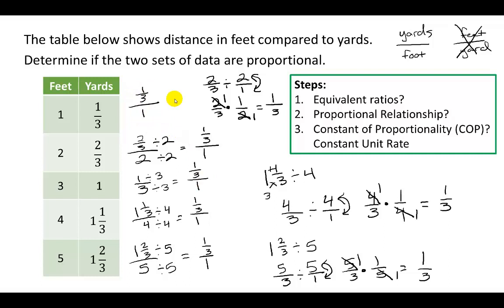So I have 1/3 over 1, again, and again, which means, yes, we have equivalent ratios, which tells us, yes, this is a proportional relationship. Our constant of proportionality, the constant unit rate, is 1/3 over 1, also known as 1/3.